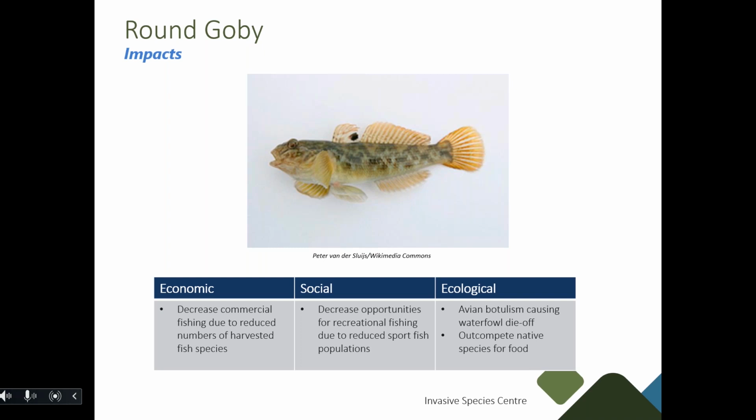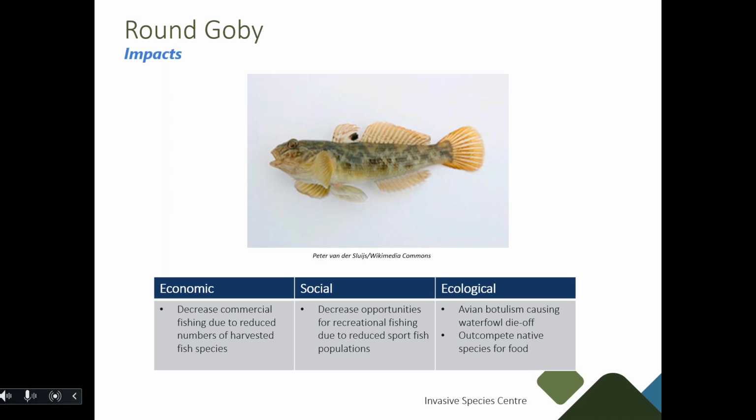And so some of the economic impacts are decrease to commercial fishing due to reduced numbers of harvested fish species. Round goby is very aggressive and it will eat a lot of different things, but its diet includes small fish and eggs of other fish. And so that kind of ties in with the societal impact, decreased opportunities for recreational fishing due to reduced sport fish populations. Because round goby is such an aggressive eater, it will eat those fish, reducing populations, which has a societal and economic harm.